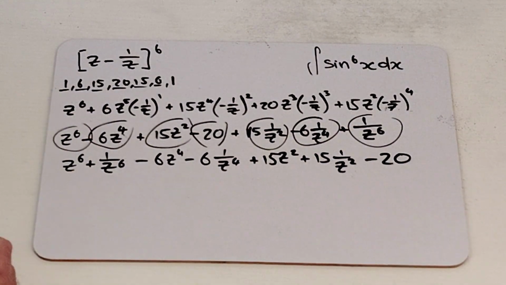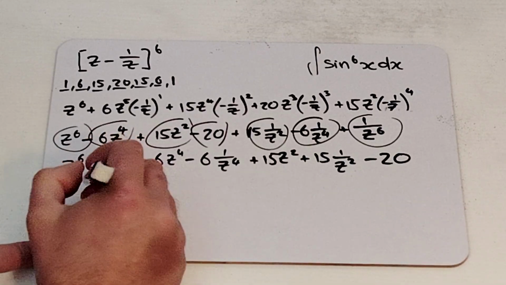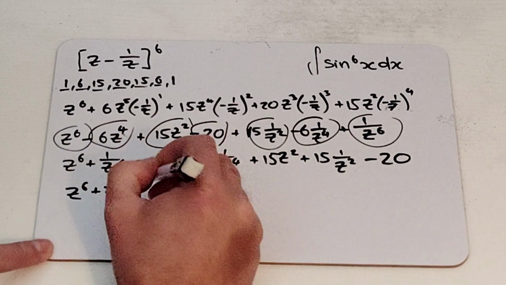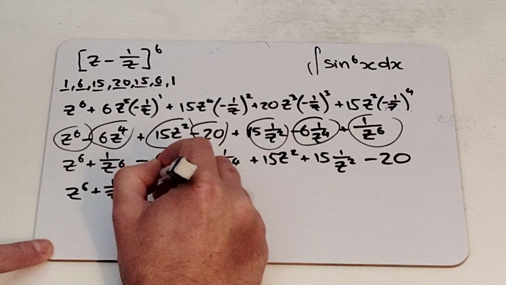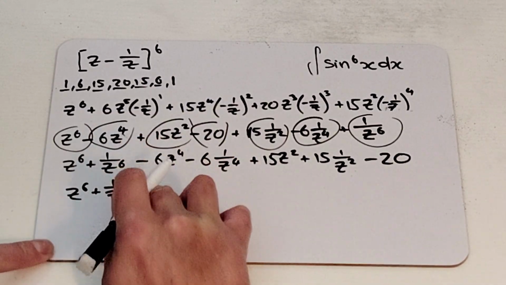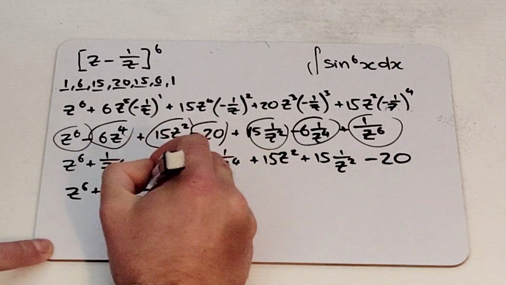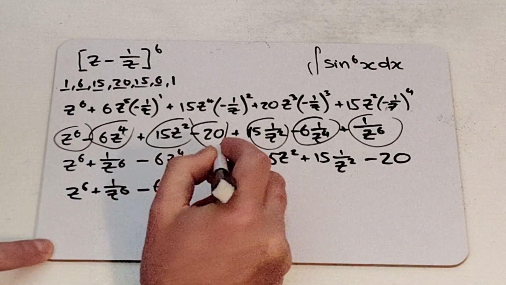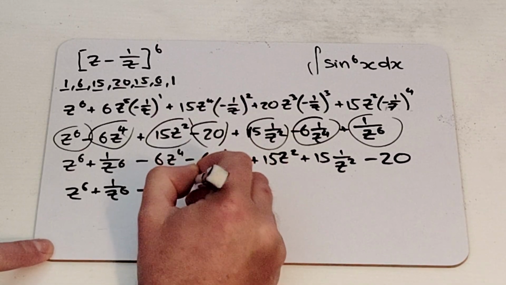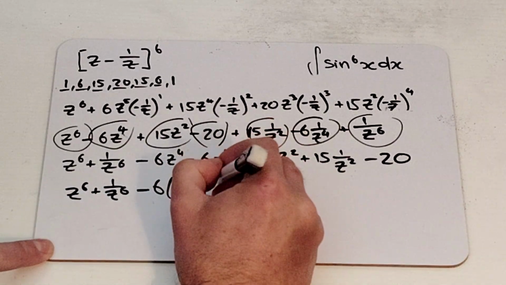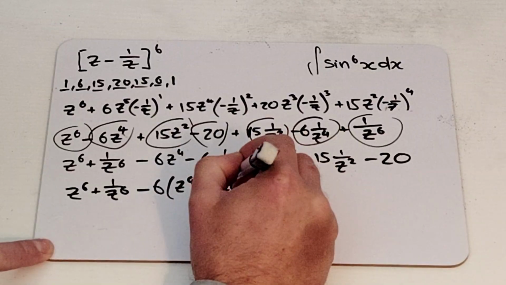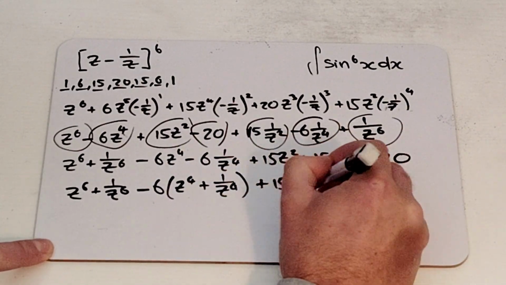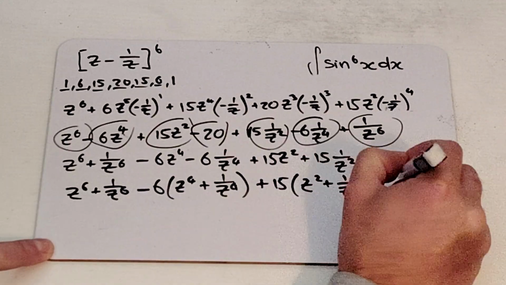So we can now take out factors. We don't need to take out a factor here, we can leave that as it is, Z to the 6 plus 1 over Z to the 6. And then here we've got subtract, and I'm going to put in brackets, there's a common factor of 6, brackets, Z to the 4, because this is negative, this will become positive inside, so 1 over Z to the 4, and then we've got plus 15 Z squared plus 1 over Z squared, then we've got minus 20.